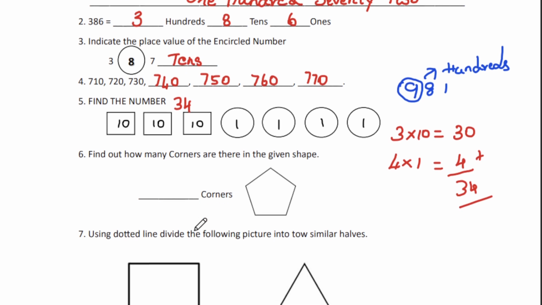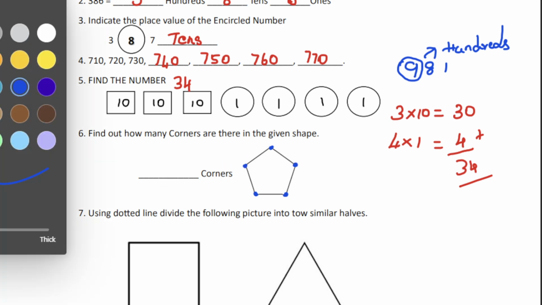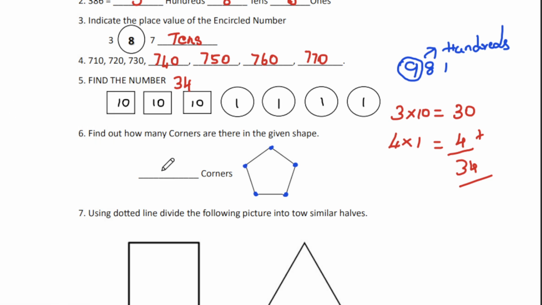Okay, and find out how many corners are there in the given shape. So you have to find out how many corners. Let me change the color here. So I'm going to use blue. So first corner, second corner, third corner, fourth corner, and fifth corner. So how many corners we have? So we have 5 corners. So the answer is 5.